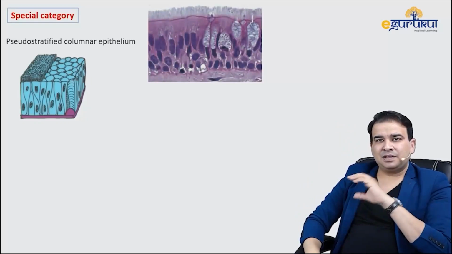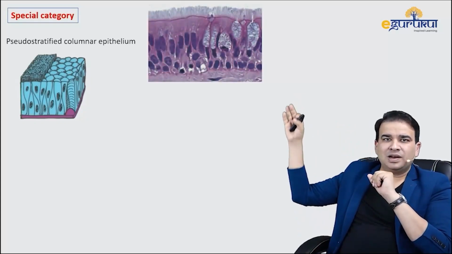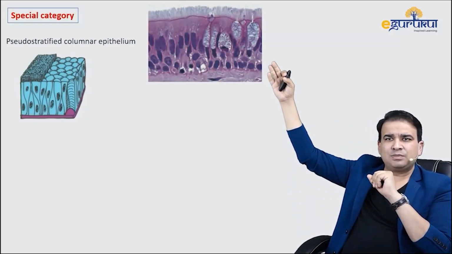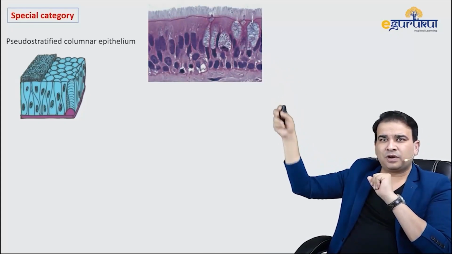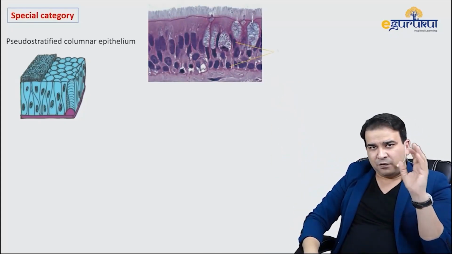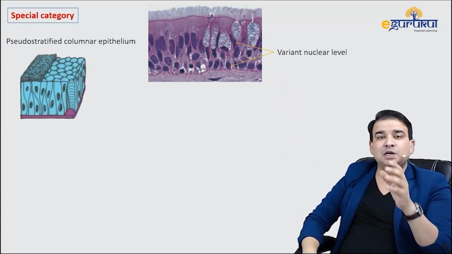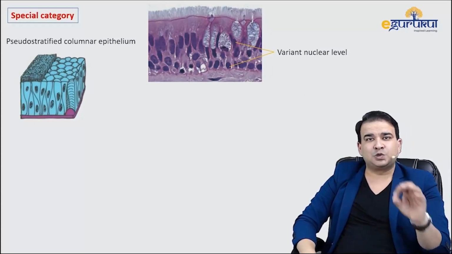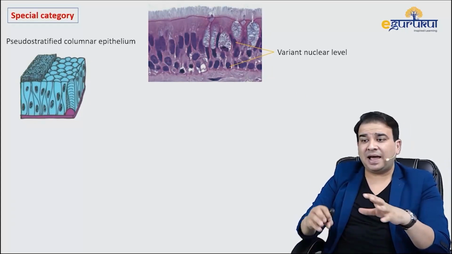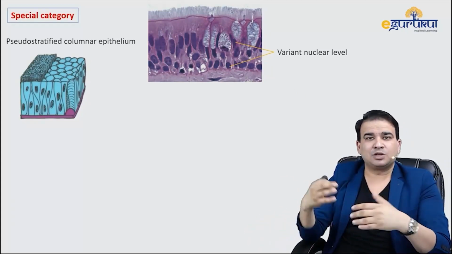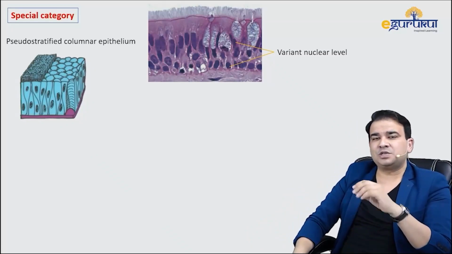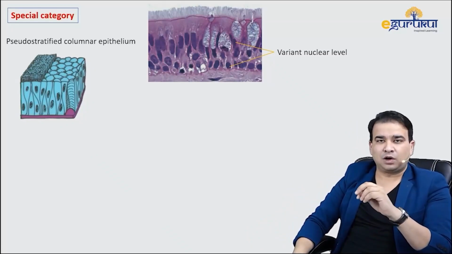Now see another example in the real-time section. You can see the nuclear level is different in that image. We can see some goblet cells also, just ignore that for a while. But this variation in the level of the nucleus is the basis on which we call them pseudo-stratified columnar epithelium. They are actually a simple epithelium, but because they look like they have layers, we call it pseudo-stratified columnar epithelium.